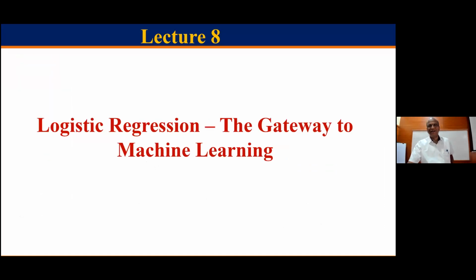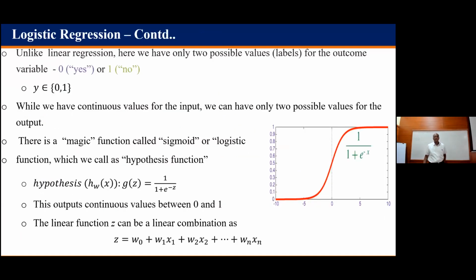Okay, so unlike linear regression, we have only two possible values, or what computer science people call labels, for the outcome. So y is an element of 0 or 1. While we have continuous values for the input, we can have only two possible values for the output, 0 or 1. So there is a magic function called sigmoid, which will take care of all the nonsense, whatever be the input, and it will return values between 0 and 1. This is called the sigmoid or logistic function.